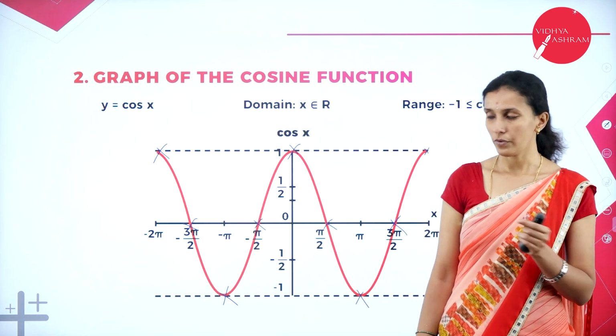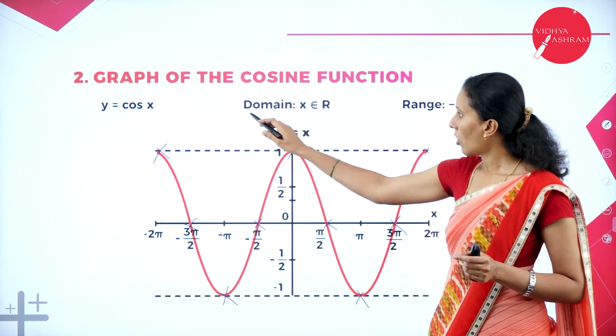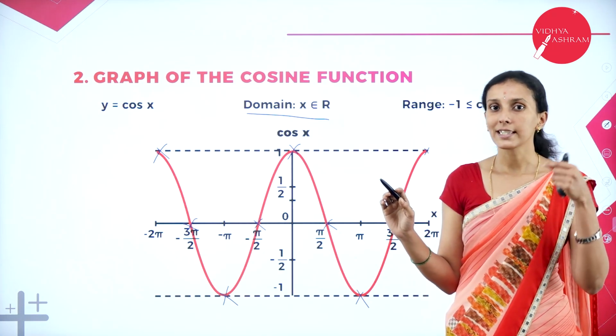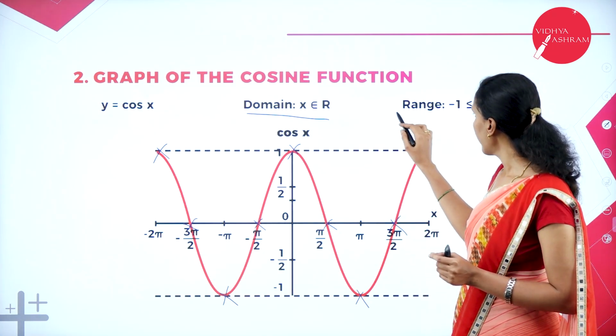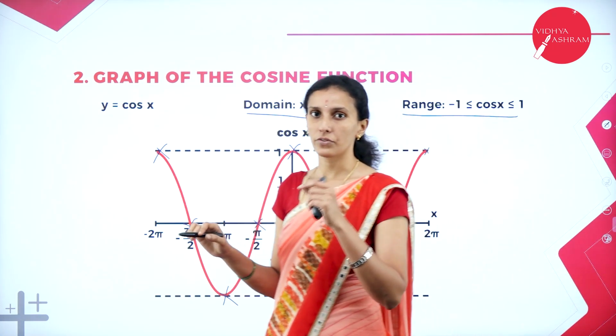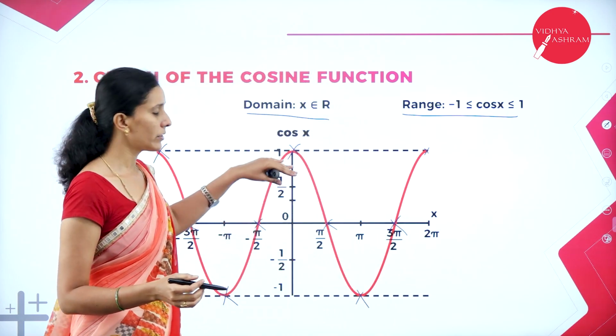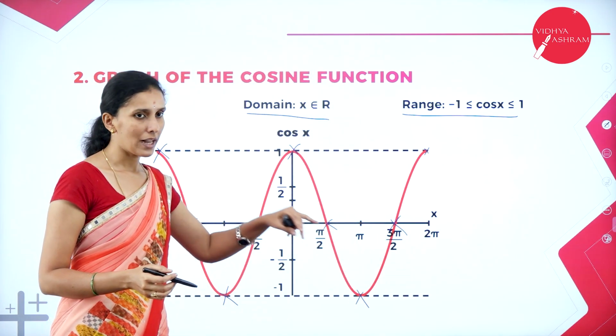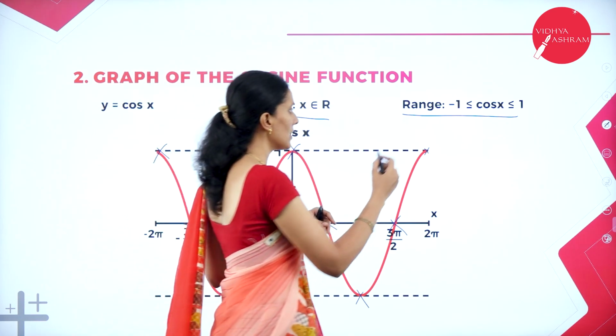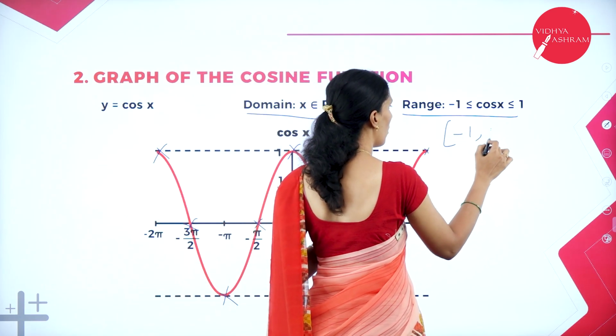That is minus 1. So again, for the cos function, the domain of the function is any real angle and the range is from minus 1 to plus 1, because the maximum value it can reach is 1 and the minimum value it can reach is minus 1. This can also be written in the interval form like this.